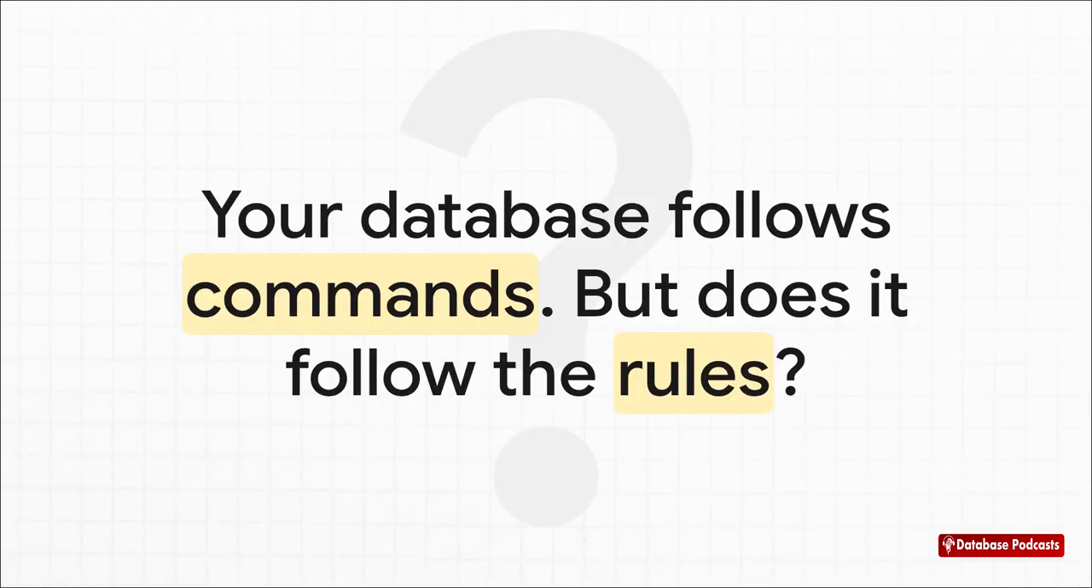So think about this for a second. Your database, it's incredibly obedient. You tell it to insert, update, or delete something, and it just does it, no questions asked. But here's the thing. Your business doesn't just run on commands. It runs on rules. Rules like every single customer has to have a unique ID, or you can't possibly ship an order to a customer who doesn't exist. So how do we get this obedient database to actually understand and enforce those critical business rules?